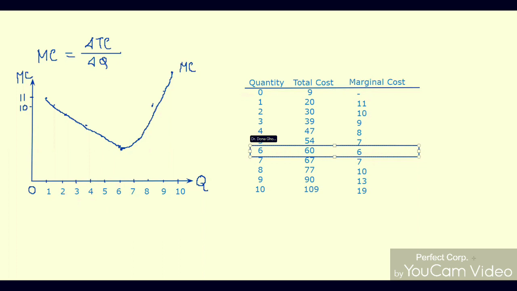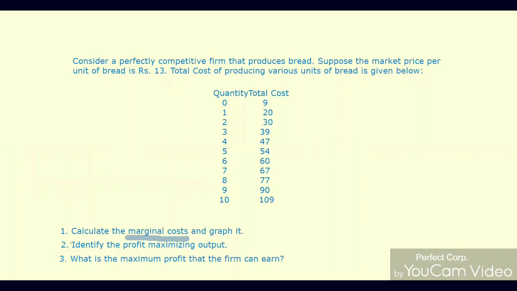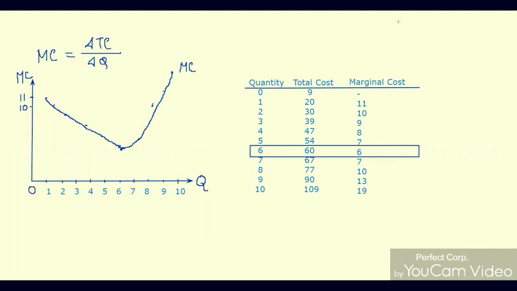Now we will move to the second question, that they identify the profit maximizing output. So as we know, the profit maximizing condition for a firm is what? The profit maximizing condition for a firm is nothing but where the marginal revenue will be equal to the marginal cost. Now marginal revenue in this particular case, we know that marginal revenue is nothing but the price of the unit price of the product in this market.